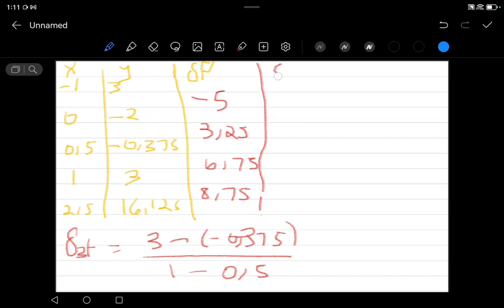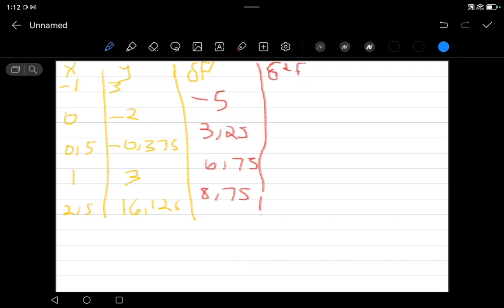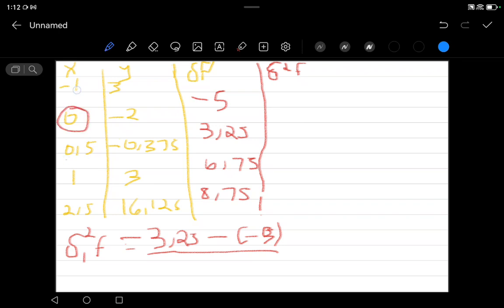Okay, so we're done with the first derivative. Then let's come to the second one. It's going to be delta squared f. So to calculate the second one, we're going to say 3.25 minus into minus 5, divided by, we use x values, so it's going to be 0.5 minus, we're going to jump the 0, so it's going to be 0.5 minus 1.